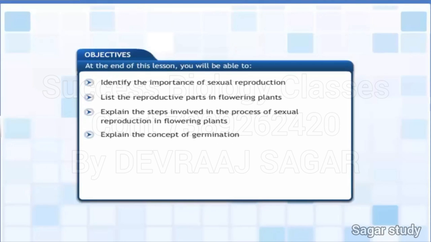In this lesson, you will learn about sexual reproduction in flowering plants. At the end of this lesson, you will be able to identify the importance of sexual reproduction, list the reproductive parts in flowering plants, explain the steps involved in the process of sexual reproduction in flowering plants, and explain the concept of germination.